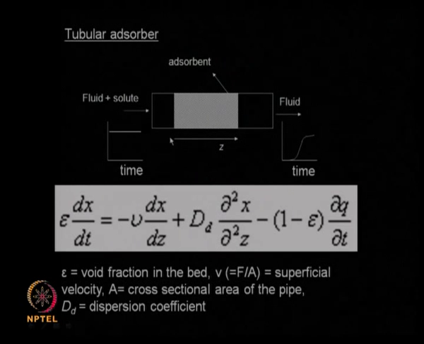Suppose we call this Z, so there is going to be some dx by dz happening also, that means concentration of the solute varying with distance, and you will have concentration varying with time also. So you will end up with a partial differential equation, whereas if it is a stirred tank adsorber you have an ordinary differential equation, whereas in this particular case you are going to have a partial differential equation. That is why you have terms like dx by dz, that is rate of change of x as a function of z, and you also have dx by dt, that is rate of change of x as a function of time. So you get quite a complicated equation, and I will spend some time on each one of the terms.